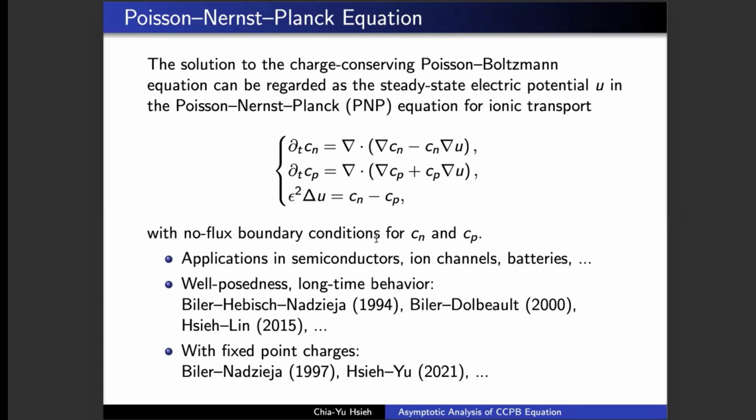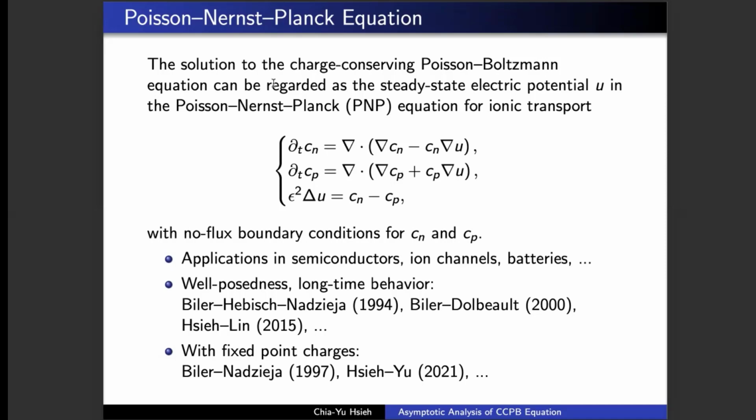Okay, and if we consider the stationary state solution of the Poisson-Nernst-Planck equation, we can solve the flux on the right-hand side of the equation of Cn and Cp to get Cn equal to e to the u times some constant, and Cp equal to e to the minus u times another constant. So it is indeed the same as the Poisson-Boltzmann equation. That's to say that the Poisson-Nernst-Planck theory coincides with the Poisson-Boltzmann theory in the steady state.